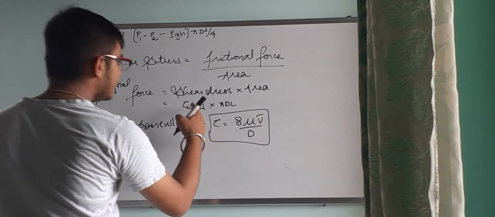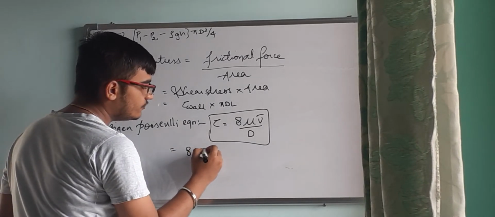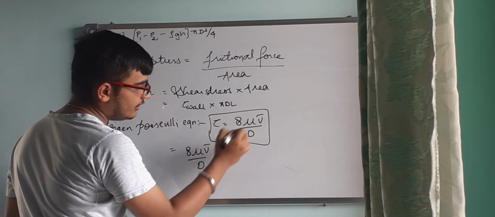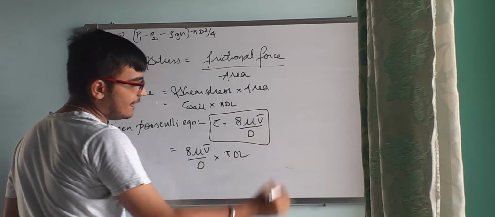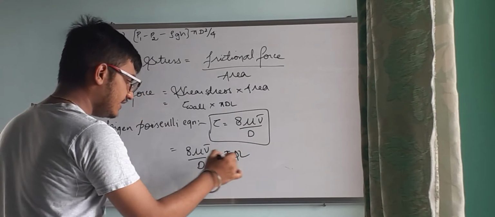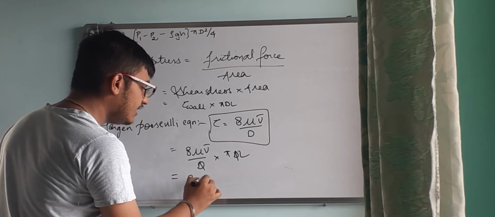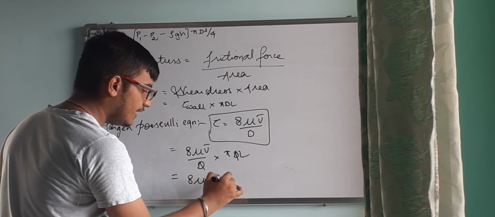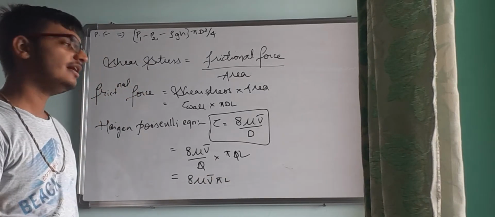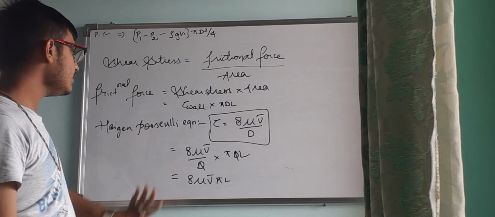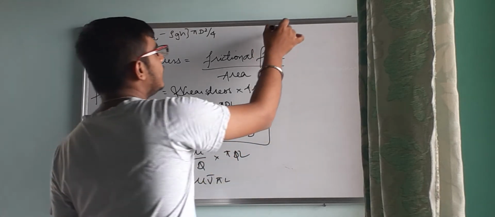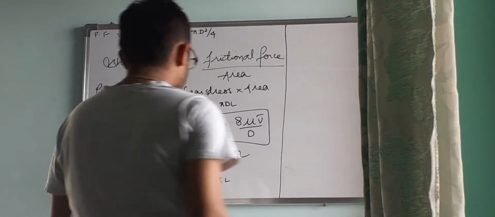So substituting this here, 8 mu V bar by D into pi d L. So this D and D get cancelled. So 8 mu V bar pi L. So this is the frictional force.